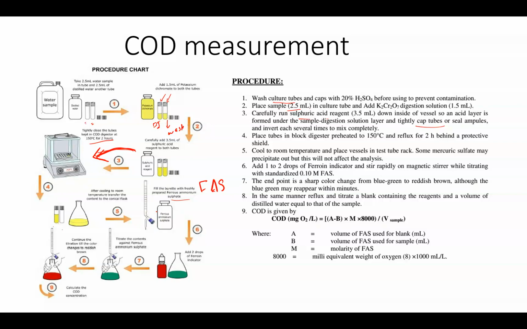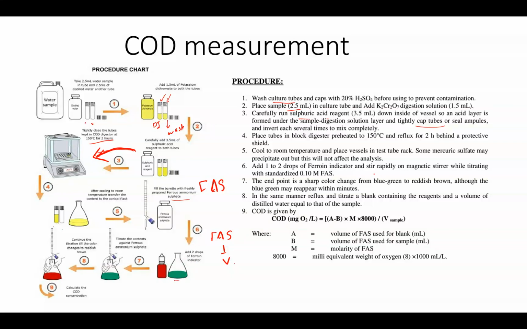So then you are adding the FAS to both samples separately. First you add 2 drops of ferroin indicator. Then you have to measure at what volume you are adding, how much volume you are adding to the solution. Then you have to see at what volume this changes to the color.